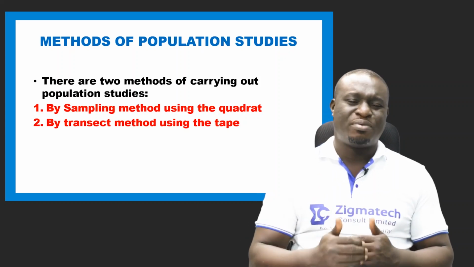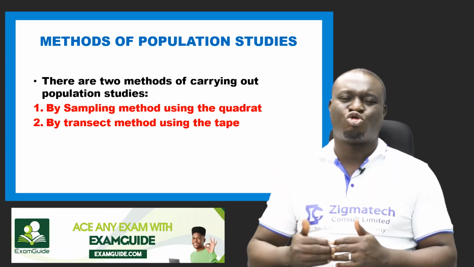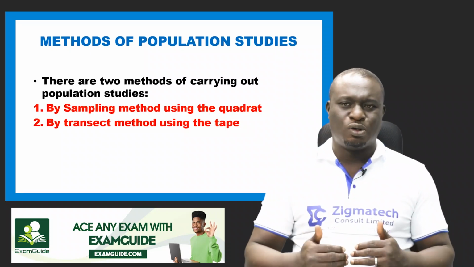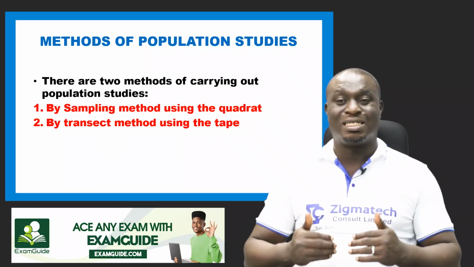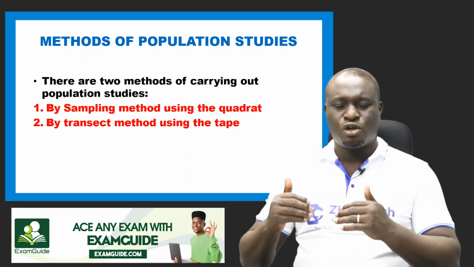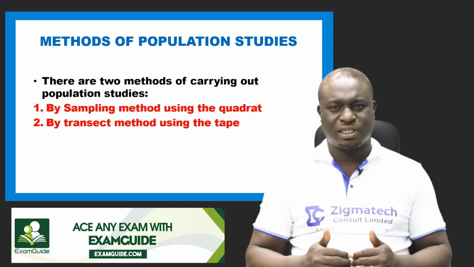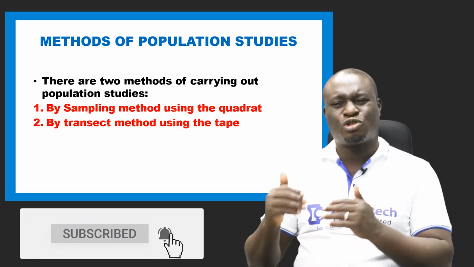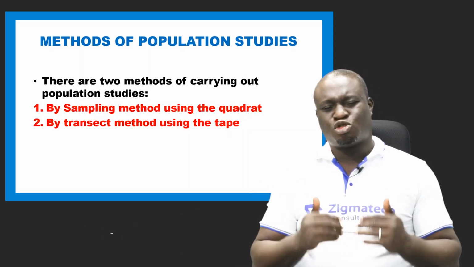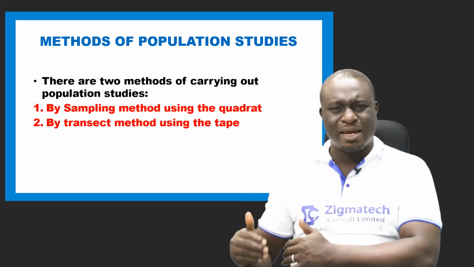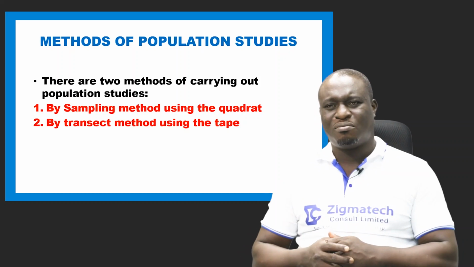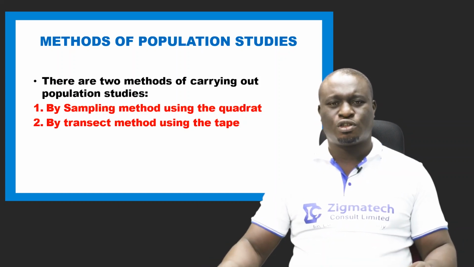And that's by sampling, we make use of the instrument called a quadrat. We use a quadrat to determine population studies in an ecosystem or in a particular habitat. Number two is by transect method. Now, the transect method, we use a measuring tape to carry out that type of population studies.